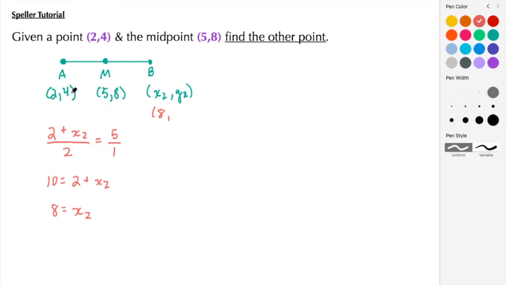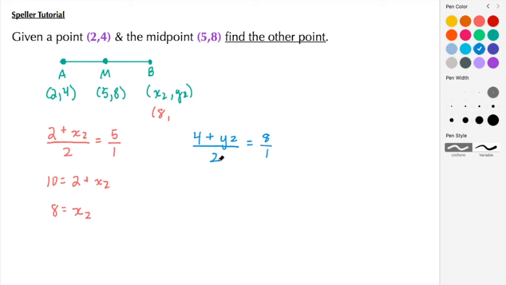So we're going to take the y value that's given, which is 4. As a matter of fact, let's change color. Take the y value that's given, which is the 4. I want to add that to the unknown y value. We know by the midpoint formula it has to be divided by 2. And here we see that the y value of the midpoint is 8. And again, let's go ahead and make that 8 over 1.